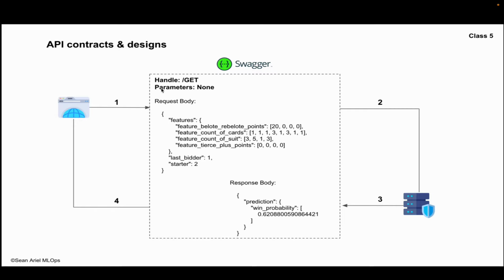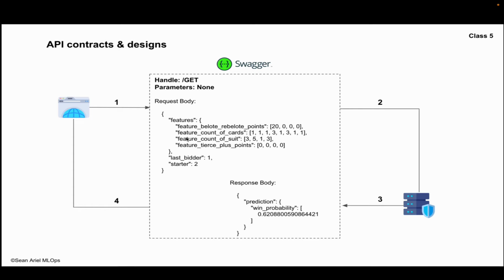We want to design an API that would send as an input all of the features that are in our feature store. We want to provide all the features that are in our feature store, and the data that we would get back from, let's say, our server is a response that tells us the prediction, the win probability based on these features. And this is exactly what we've wanted to do since the beginning.